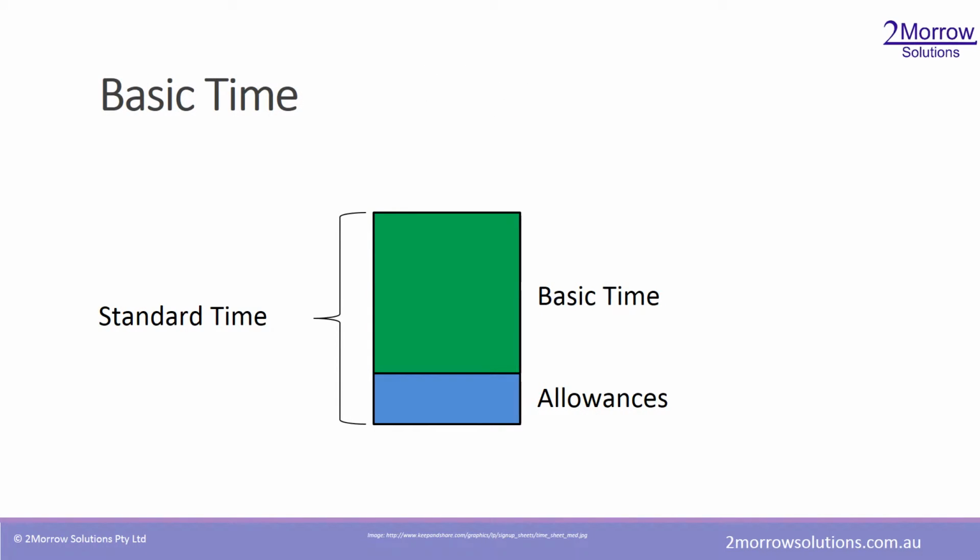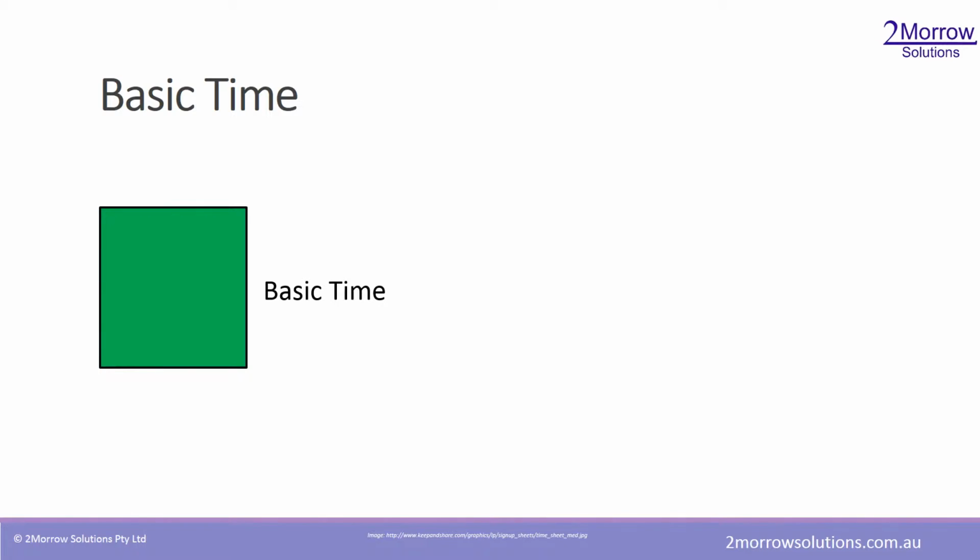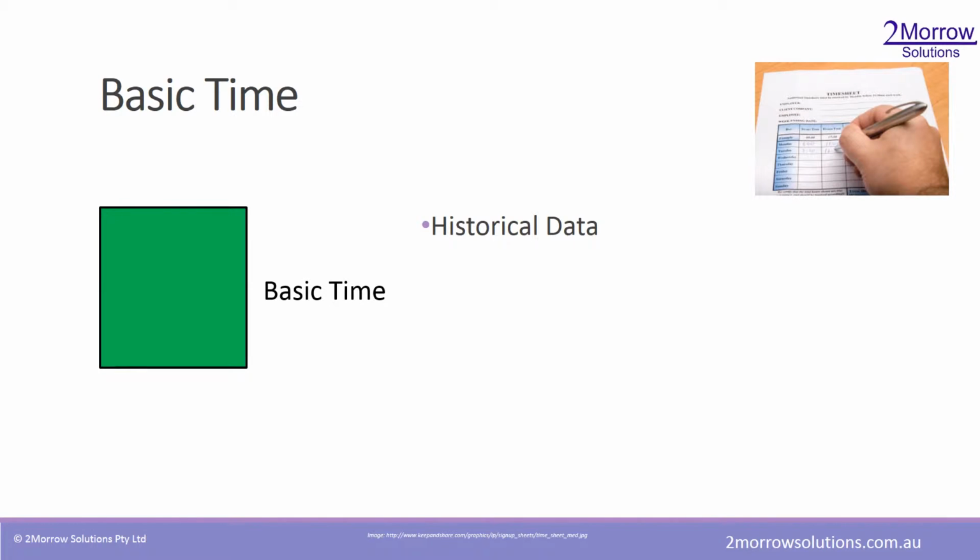The basic time is effectively the cycle time of a process, the time taken to complete a process in one cycle. The basic time can be calculated from historical data obtained over a significant period of time, from times recorded from production timesheets, for example. The times are dependent on the accuracy of the records and typically do not record process details.